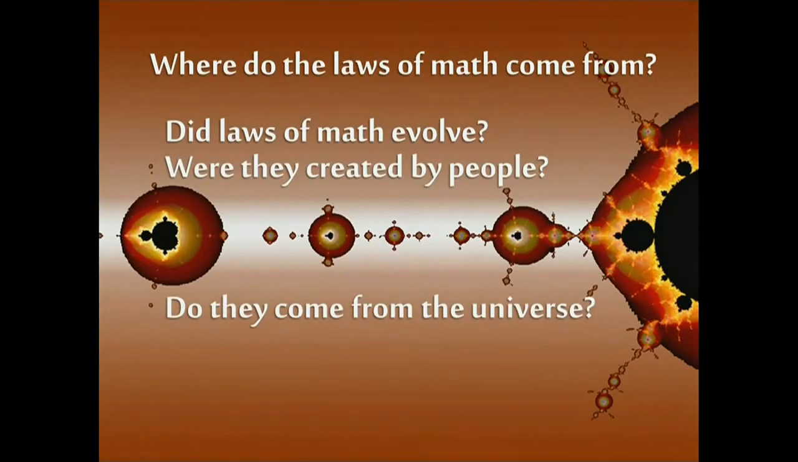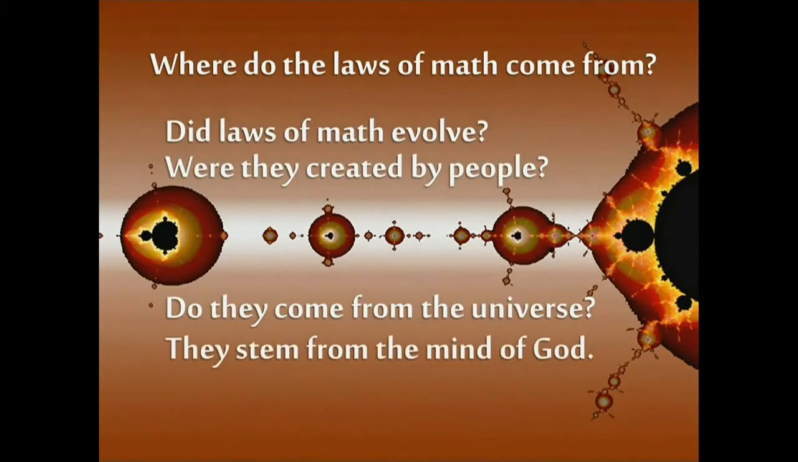Do they come from the universe? Well, the universe is physical. The universe is made of atoms. And numbers, we decided, are conceptual. They exist in a mind. Now, the universe isn't a mind, and so they can't have come from the universe. I'm going to suggest they stem from the mind of God.